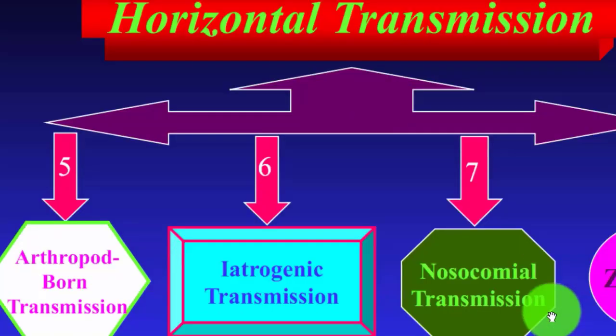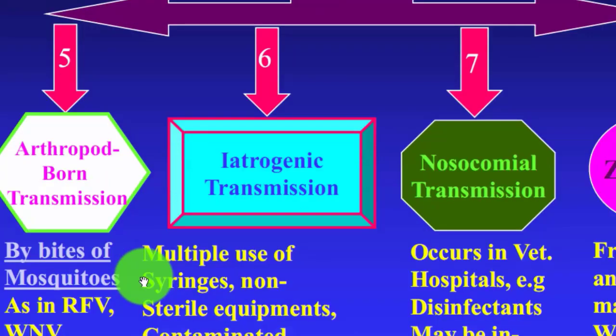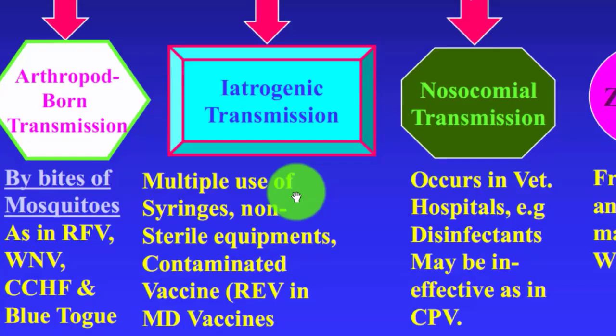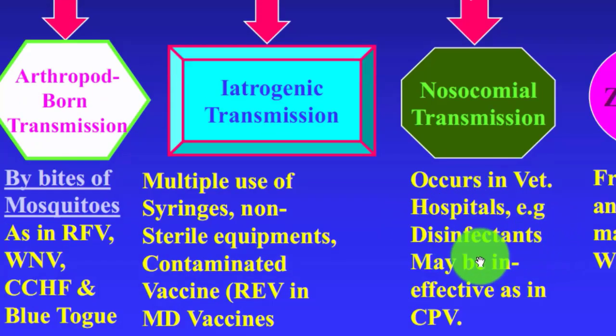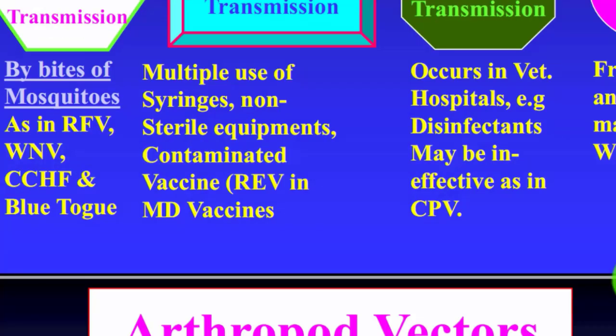Horizontal transmission: by arthropod transmission and iatrogenic transmission, such as multiple use of syringes, non-sterile equipment, contaminated vaccine. Arthropod transmission by bites of mosquitoes, as in Rift Valley fever, West Nile virus, Congo and bluetongue virus. Nosocomial transmission occurs in veterinary hospitals; disinfectant may be effective. Zoonotic: from animals to man, Rift Valley fever, West Nile virus.